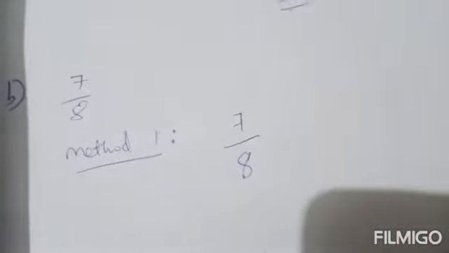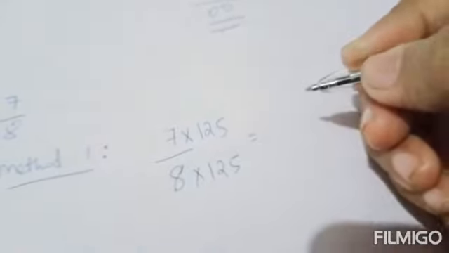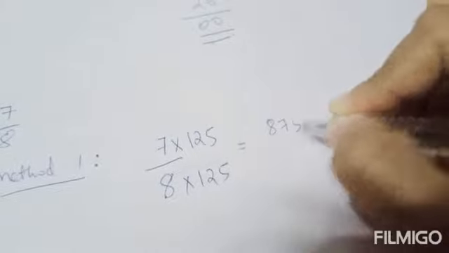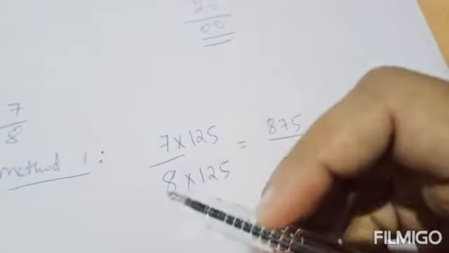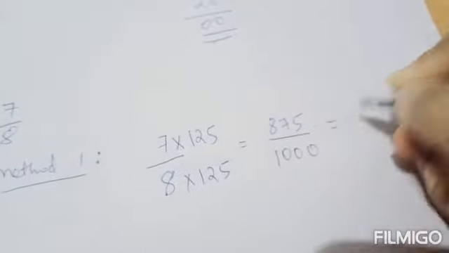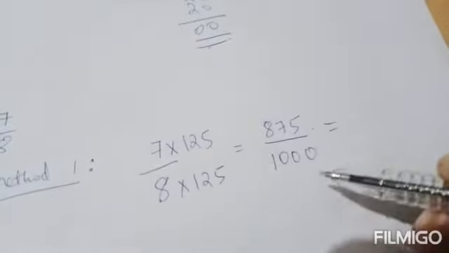Now 8 into a number, you will not get 100 also. So next number, 1000. 8 into 125, you will get 1000. So 7 also you multiply by 125. So 125 into 7, or 7 into 125, it is 875, divided by 8 into 125, it is 1000, equal to 875 by 1000.